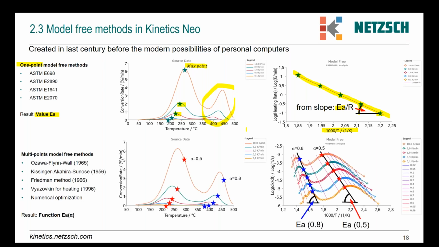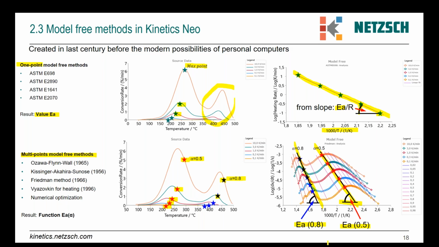A second group of model-free methods are multi-point model-free methods. Here, the same is done not only for one point, but for several points. For example, we can take the point with alpha of 0.5, where half of the reaction has happened, take points from different curves, have a straight line on the Arrhenius plot, have the angle and the activation energy for this value of conversion. Then we can take another value of conversion, other points, another straight line, and we have another value of activation energy for another value of conversion.